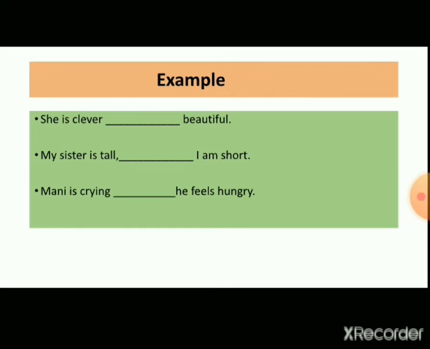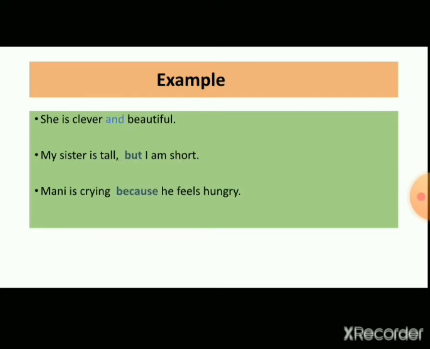Yes, some examples. She is clever, dash beautiful. What answer? Yeah, she is clever and beautiful. Next one. My sister is tall, dash I am short. So tall, short, opposite. For opposite, what do you have to write? But. Good. Mani is crying, dash he feels hungry. So, crying, hungry. They are telling a reason. For reason, you need to write because.